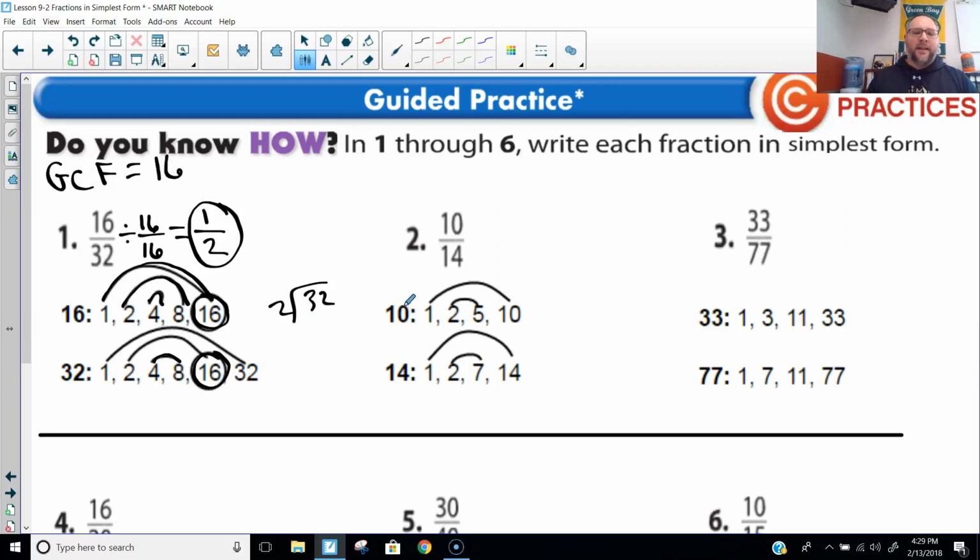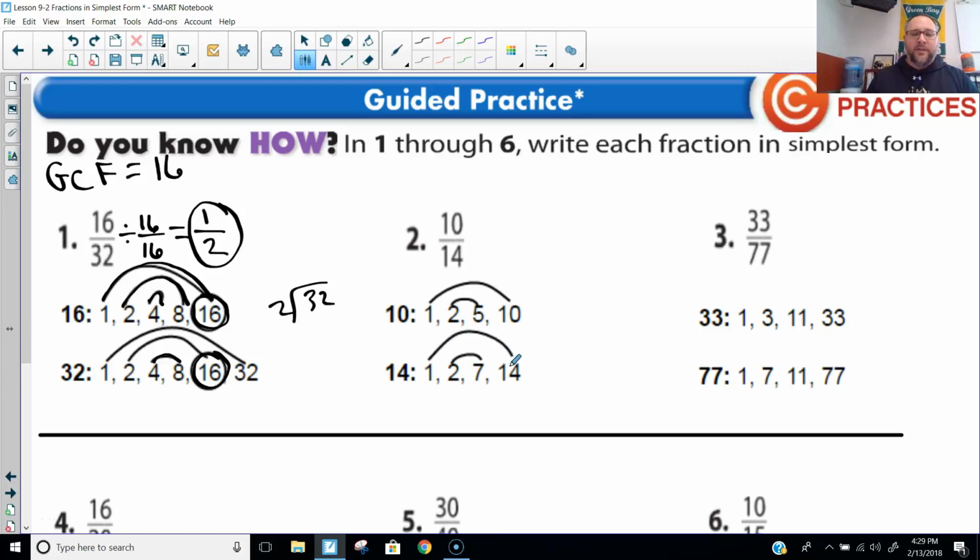I took 10 and I listed out all the factors of 10. 1 and 10. 2 and 5. And there are no other factors of 10. Then I took 14 and found all the factors of 14.